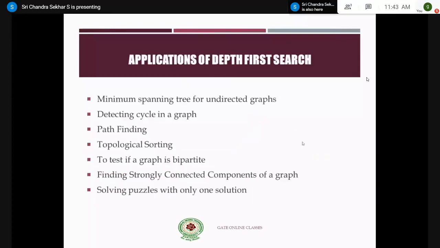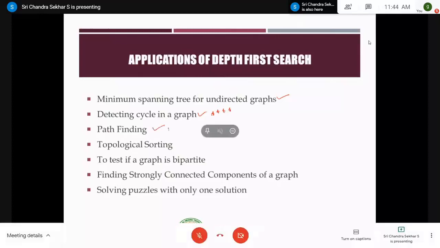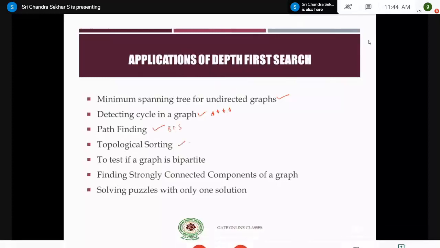These are the different applications of DFS. One is to find the minimum spanning tree for an undirected graph. This is almost the same application as that of BFS. And to detect cycles in a graph, DFS is useful. To find a path is the same application as BFS. Topological sorting. To test whether the graph is bipartite or not, which is almost equal to BFS. BFS is also used to find whether the graph is bipartite or not. And another important point, finding strongly connected components of a graph.